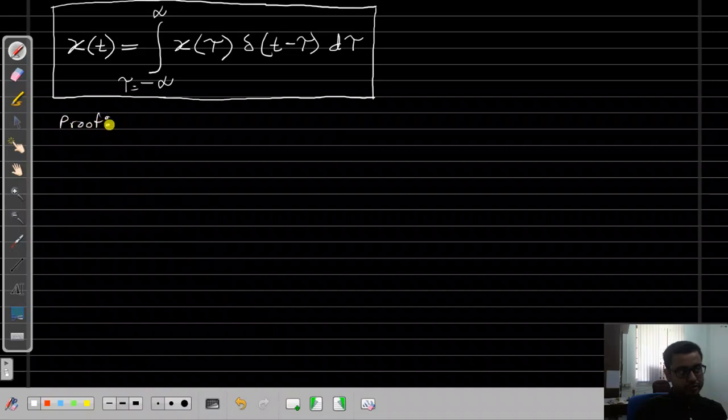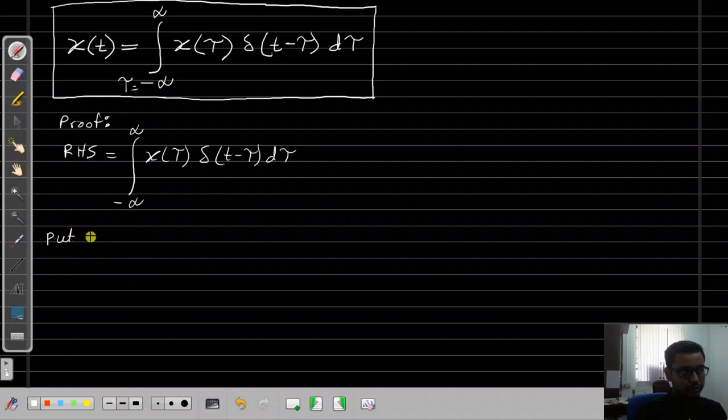Quick proof. We already have proved it once. Another quicker proof. Start from the right hand side. This integration, x of tau delta of t minus tau d tau from minus infinity to infinity, and then apply a change of variable, put t minus tau equal to z, such that delta tau d tau is equal to dz.